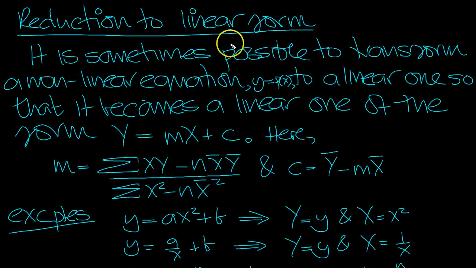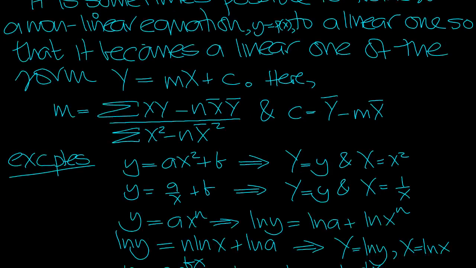So we're going to look at reduction to linear form now using the method of least squares. If we have a nonlinear equation, it's sometimes possible to transform it to a linear one. That's what it says here, of this form. And then we can read off, fit the straight line, can't we? The m value and the c value using the method of least squares once we've got a straight line.